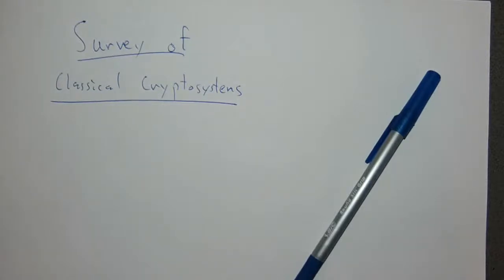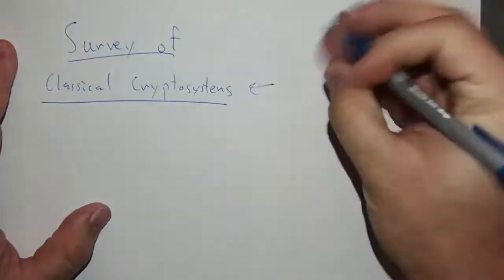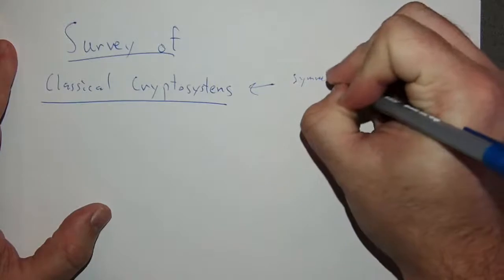So I'm going to finish chapter 7 today, which is a survey of the remaining classical cryptosystems. All of the classical cryptosystems that we've talked about so far, starting Friday, and what we'll finish out today, every single one of these is an example of what's called a symmetric cryptosystem.